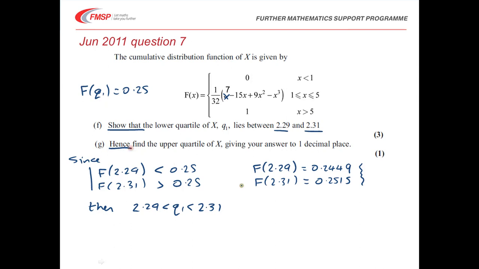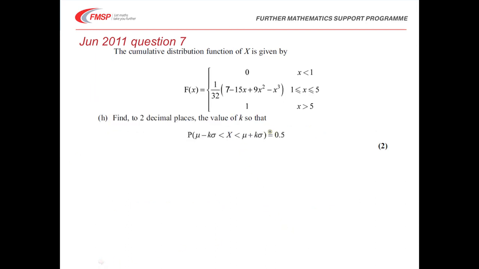Hence, lovely word in mathematics, use what you've just done. Okay, so hence find the upper quartile of x, giving your answer to 1 decimal place. Now what we need to realize is that this thing is absolutely symmetric. So we've worked out that the mean, therefore the median, is equal to 3. The lower quartile is equal to, well, we can use 2.3 because with rounding that would be sufficient. So we can see that we are 0.7 below, so we are going to be 0.7 above, and that's going to give me the upper quartile. Okay, so you only get 1 mark for this, but it's this recognition that you're dealing with a symmetric distribution that's going to enable us to do this.